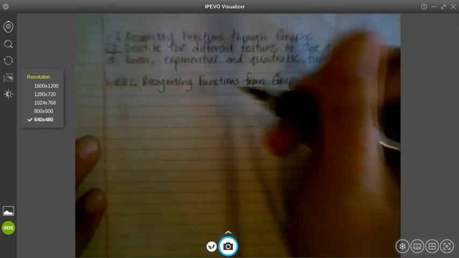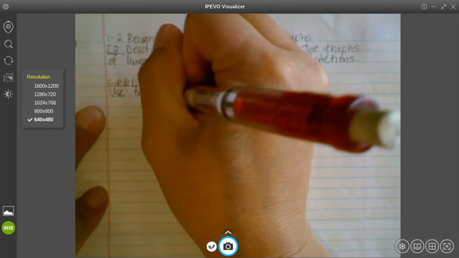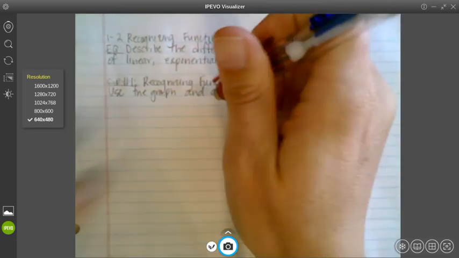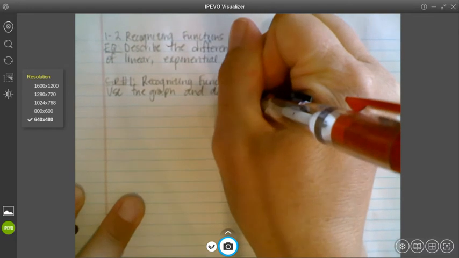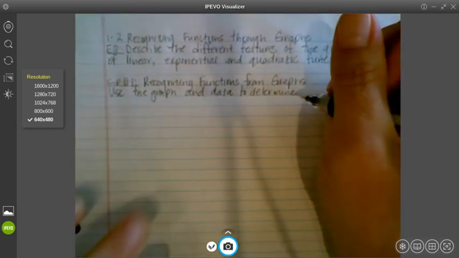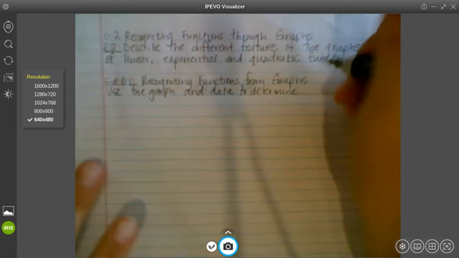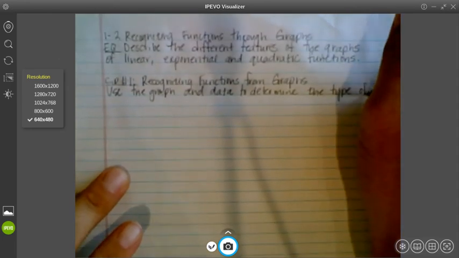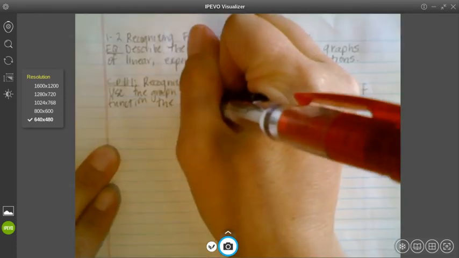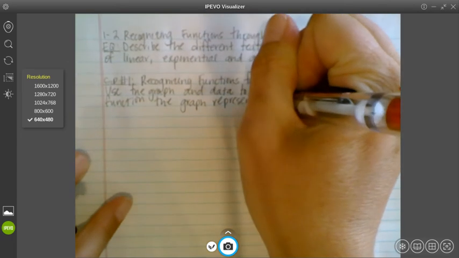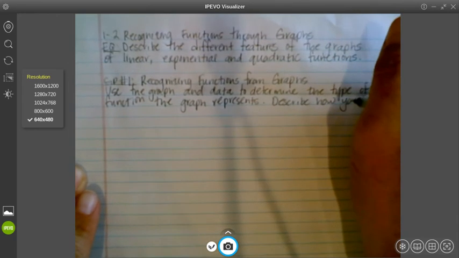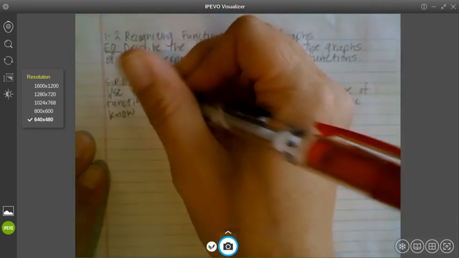So the directions for GP1 are to use the graph and data to determine, that was some thunder out there just now, to determine the type of function the graph represents. Describe how you know with 2 reasons.